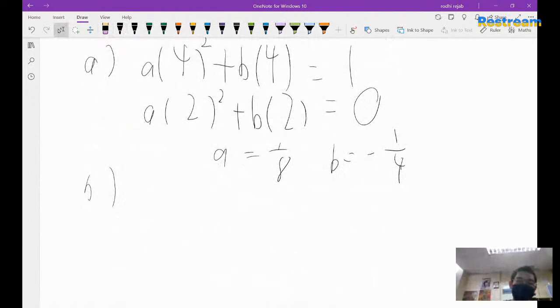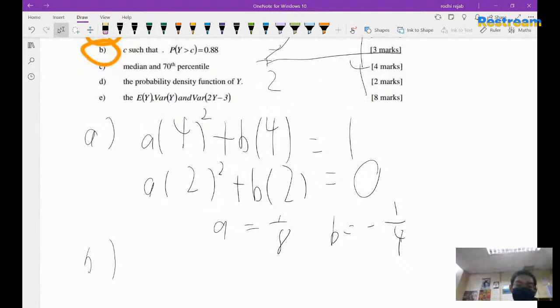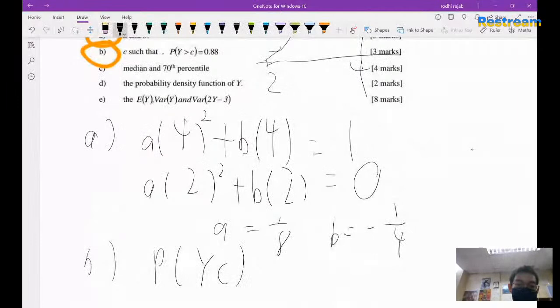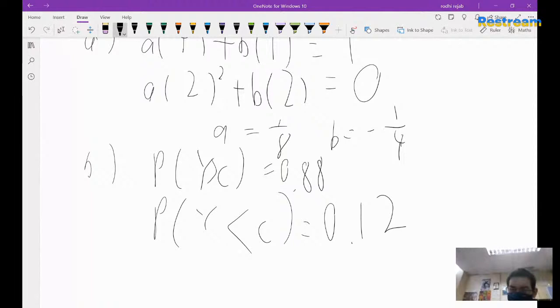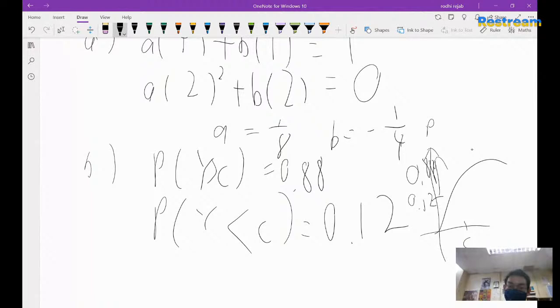Question 5b is C. We need to find C. So this is P(Y > C) = 0.88. We can change this, because for the graph of this big F, the y-axis is the probability. So for C, let's say C is here. This is 0.12. Because it says Y more than C, meaning more than here, this whole place is 0.88. So for less than C it is definitely 0.12, because 1 minus 0.88 is 0.12. After you get this, you can straight away solve the whole thing.